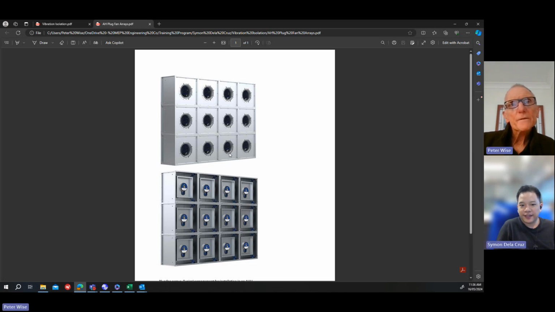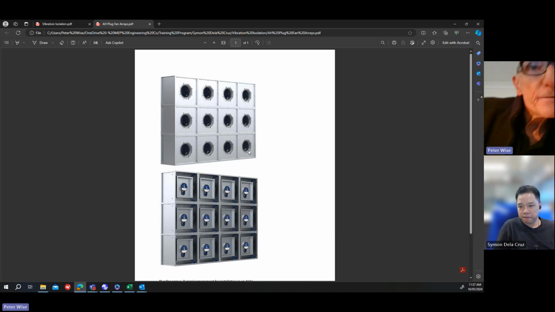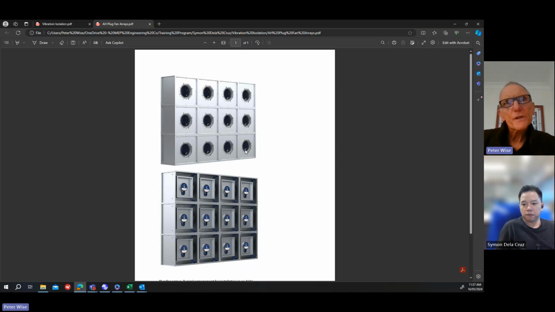So these are plug fans in the boxes, and they can make up a wall of an air handling unit. So you can have any number of plug fans making up the wall of an air handling unit. And the reason they call them plug fans is you can plug and play. If one fan fails, you can pull it out and replace it with another one.